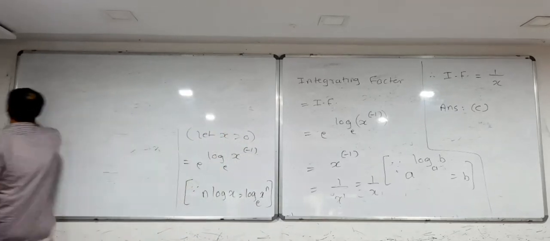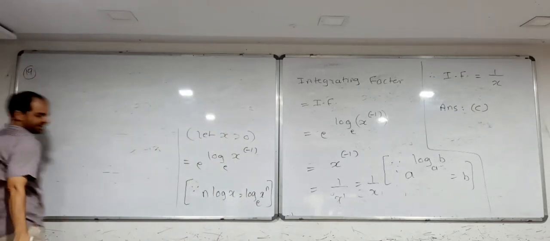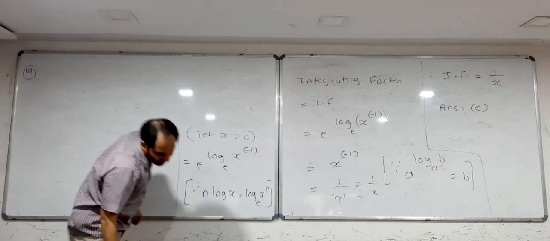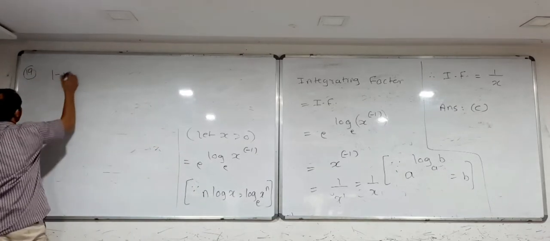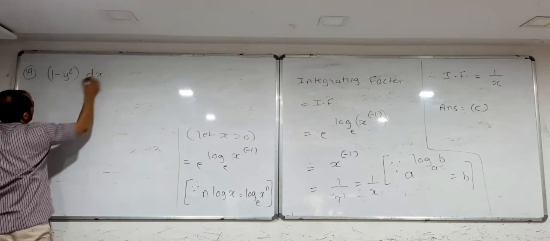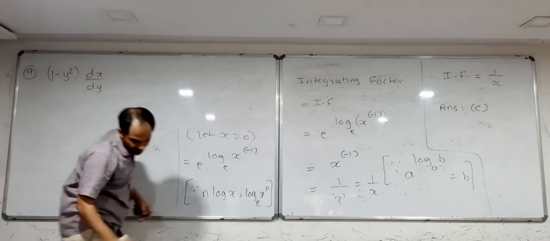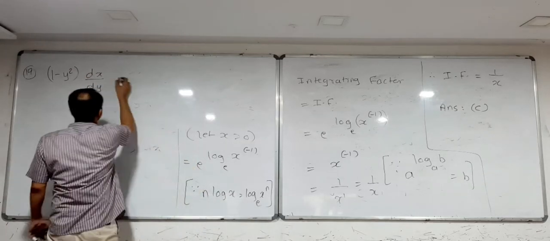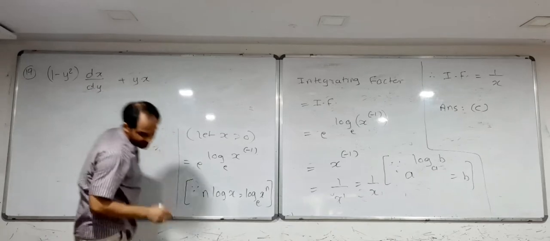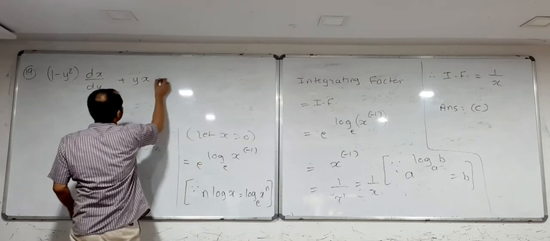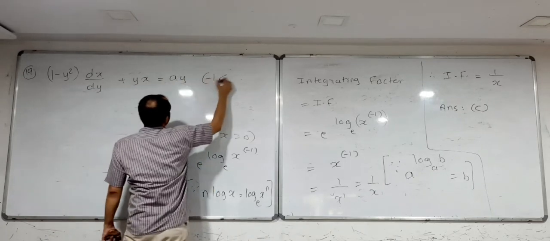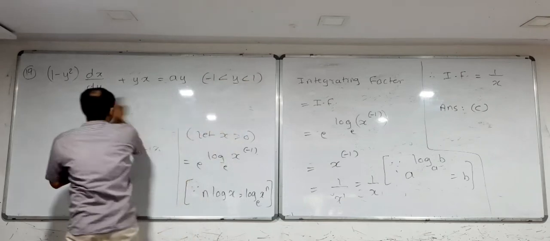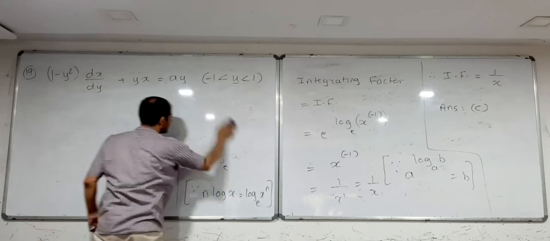Question number 19. The given differential equation is 1 minus y square into dx by dy plus yx is equal to ay, where -1 less than y less than 1, which means everything is defined. That is the condition given for it.